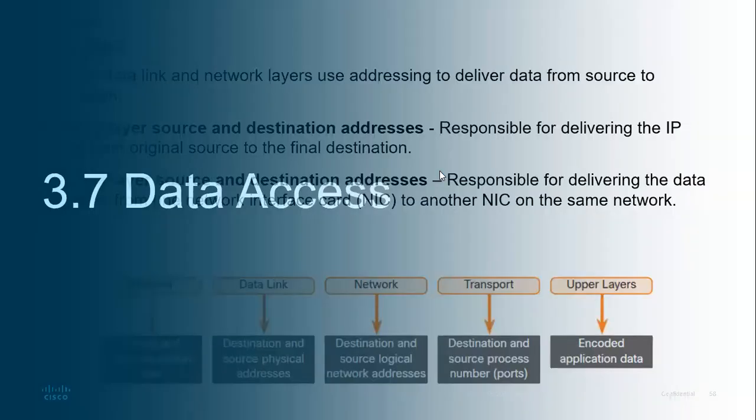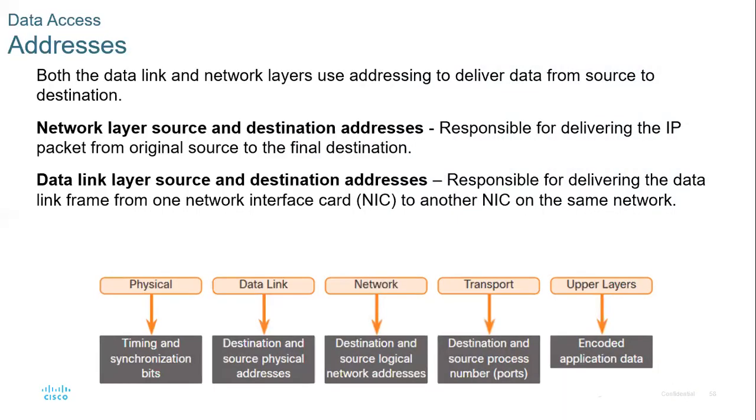Data access. In data access, the network layer source and destination addresses are responsible for delivering the IP packet from the original source to the final destination. The data link layer source and destination addresses are responsible for delivering the data link frame from one network card, NIC, to another network card, NIC, on the same network.